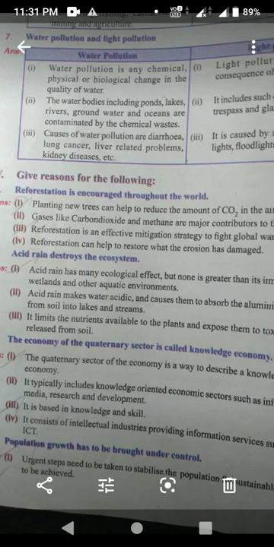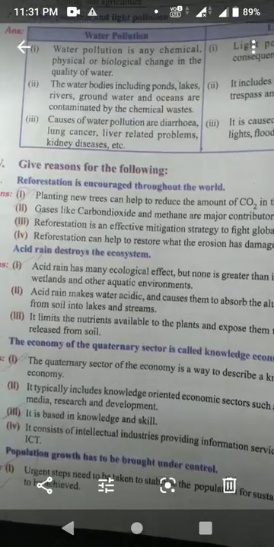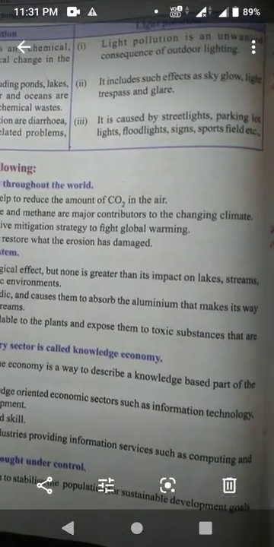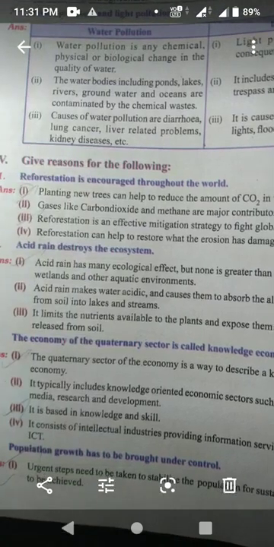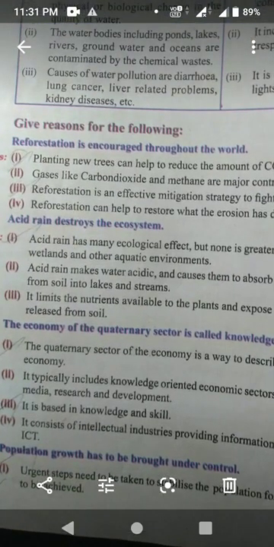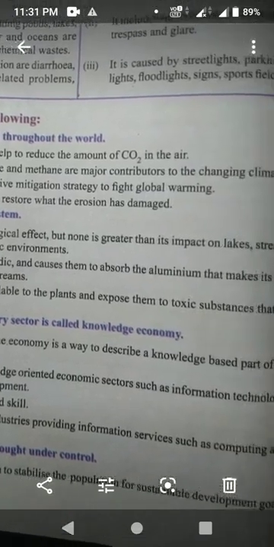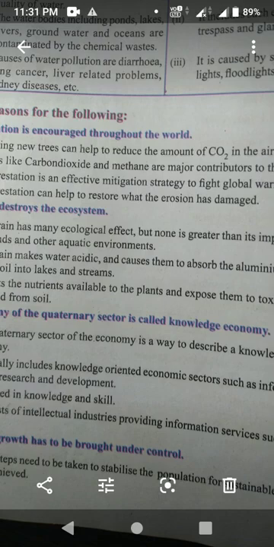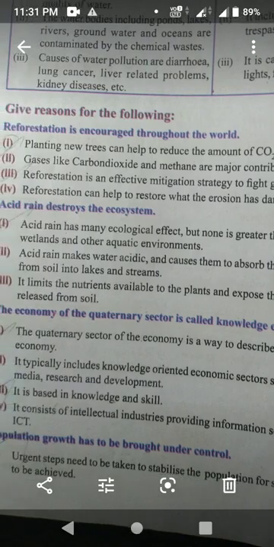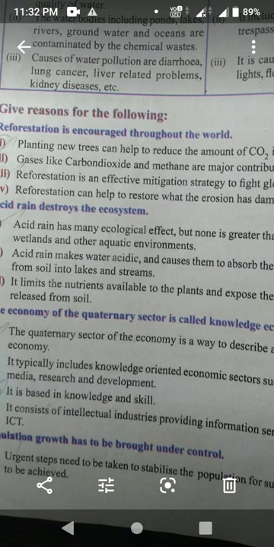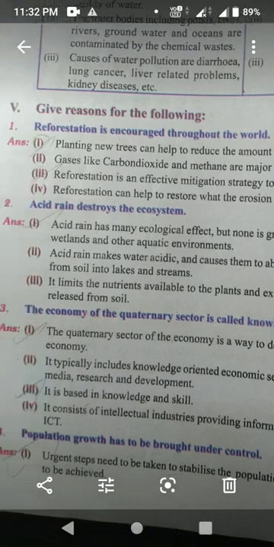Acid rain has many ecological effects, but none is greater than its impact on lakes, streams, wetlands and other aquatic environments. Acid rain makes water acidic and causes it to absorb aluminum that flows away from soil into lakes and streams. It limits the nutrients available to plants and exposes them to toxic substances released from soil. Next, third question.